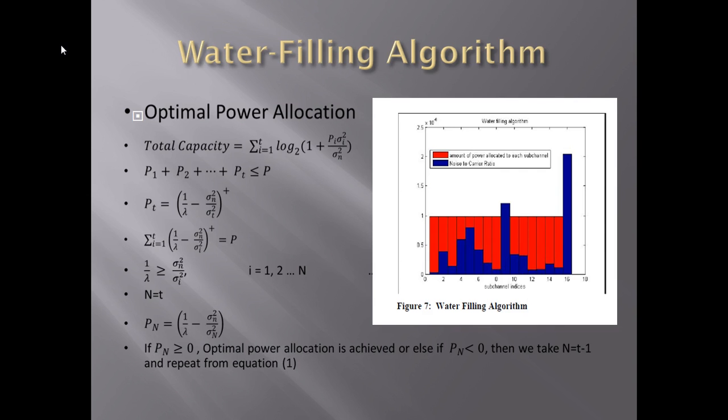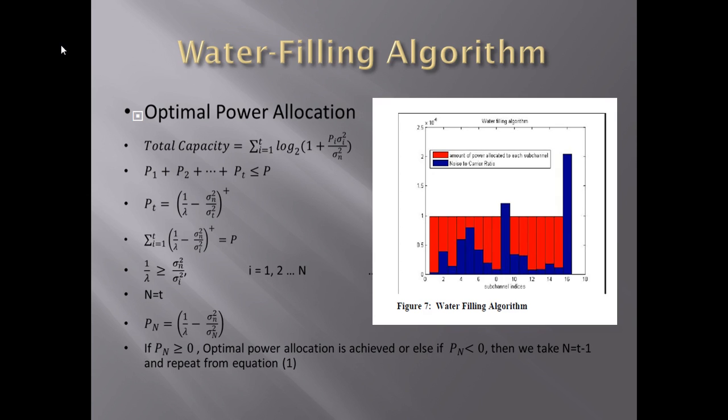Next, we look into the water filling algorithm. It is very necessary to optimally allocate the power to different channels. The total capacity of the channel is given by Shannon's theorem, which is equal to sigma i equals 1 to t log base 2 of 1 plus p_i sigma_i squared divided by sigma_n squared. Sigma n is the total noise power. Sigma i is the singular value of the ith channel of the channel matrix. P_i is the power of the ith channel of the matrix.